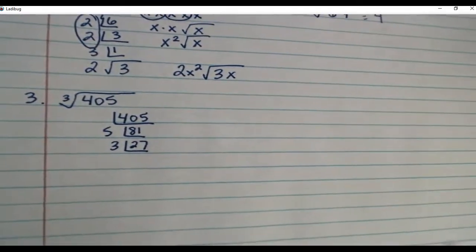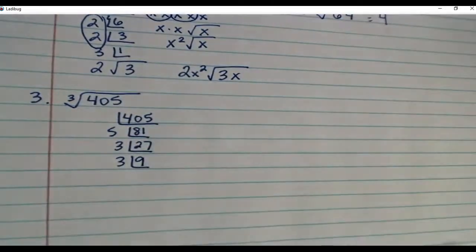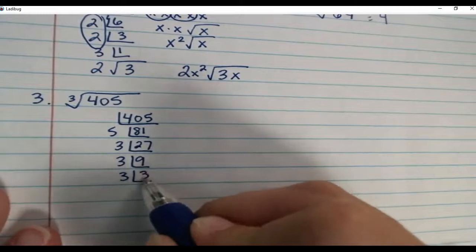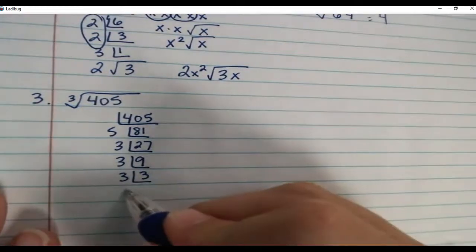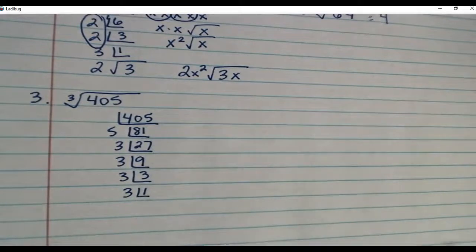How about 27? What goes into that? 3 again. 9 times. Good. And then 9 is 3 and 3. And then 3's prime. So 3 and 1. Okay. So same steps. The only difference, we have a cube root, but we're still breaking it down the same. Any questions on that part?